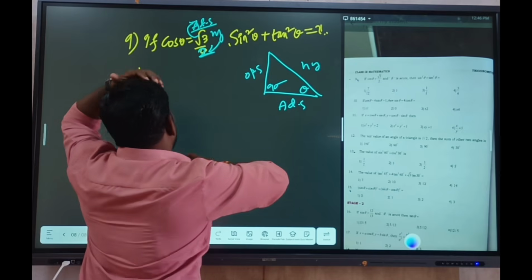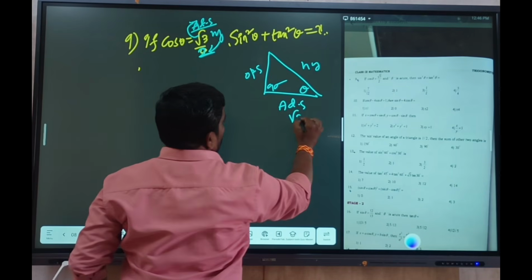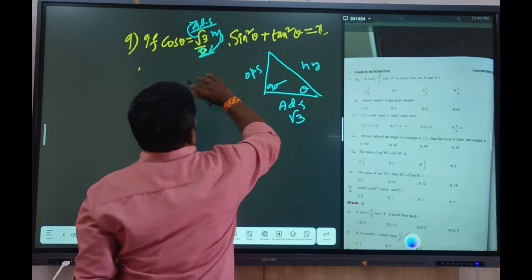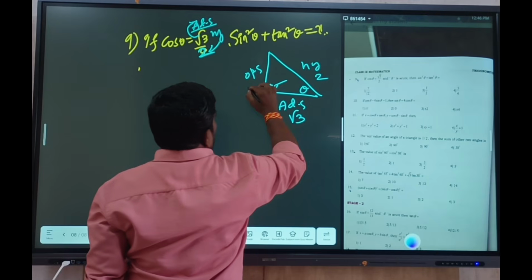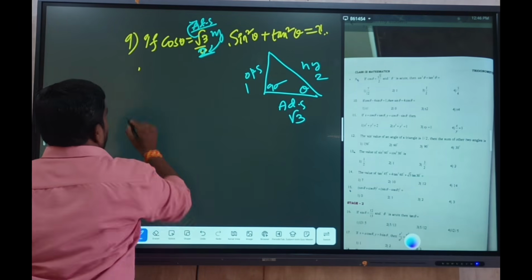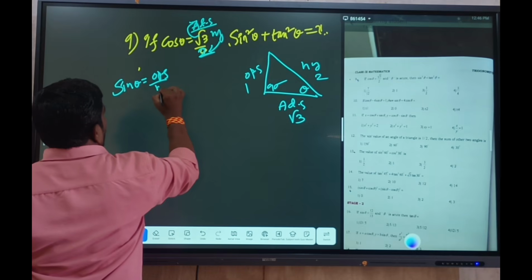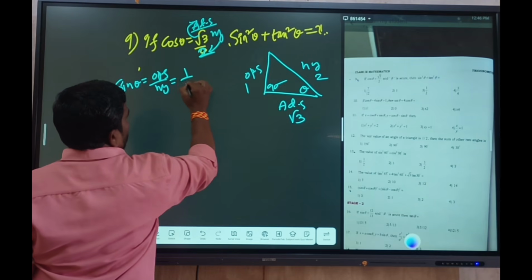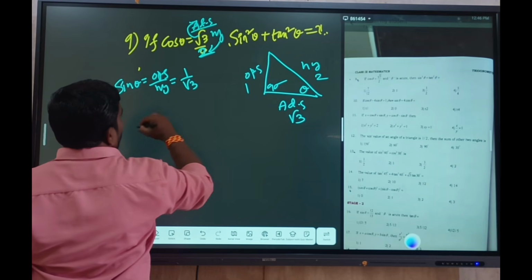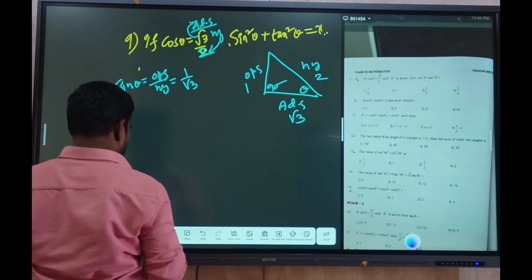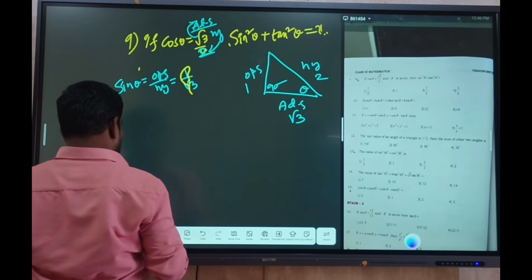Cos theta means adjacent by hypotenuse. Adjacent is root 3, hypotenuse is 2, so the opposite is directly 1. Now the sin theta formula is opposite side by hypotenuse. Opposite is 1, sorry, so 1 by 2.